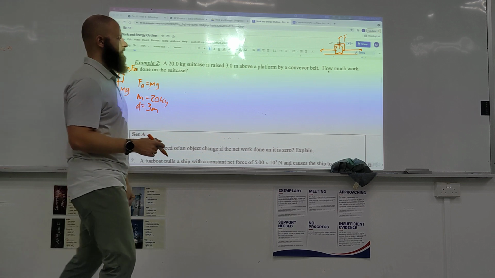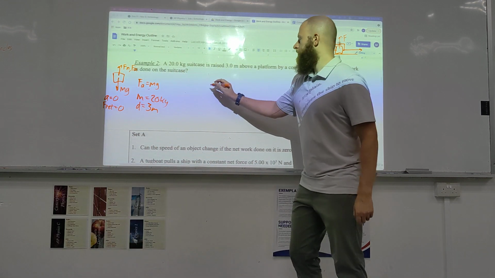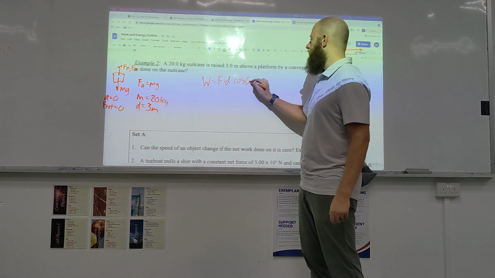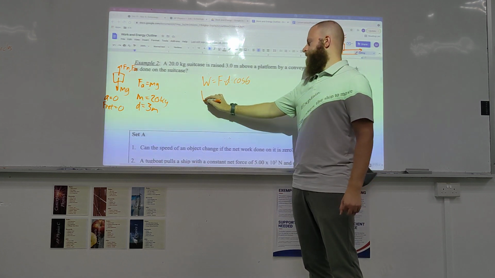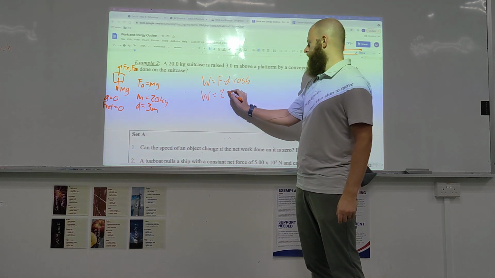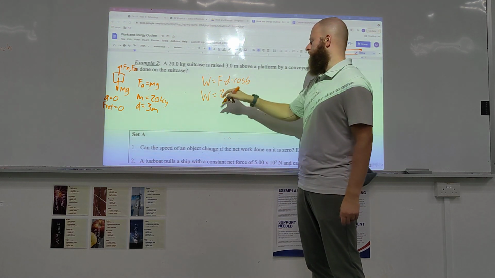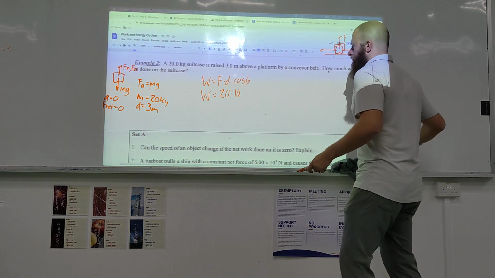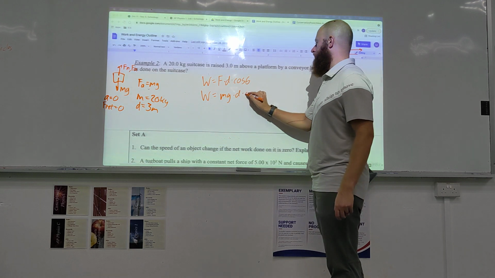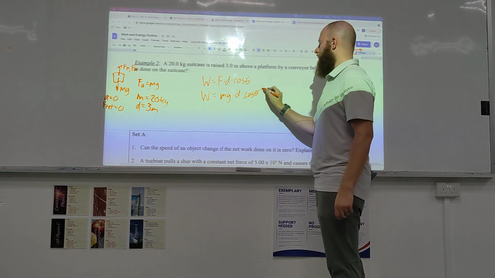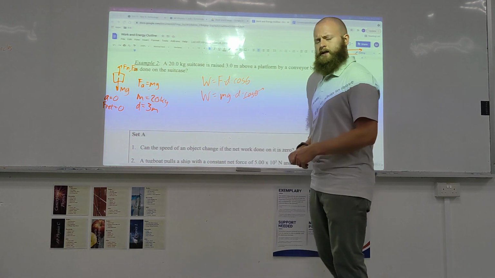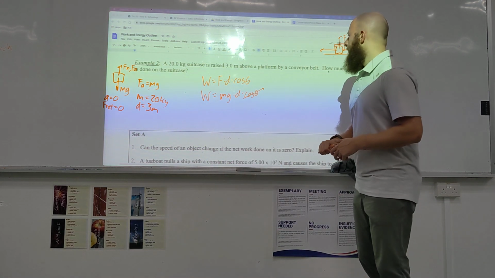Okay, so let's go ahead, and our work is equal to F times D times cosine theta. So the work is equal to 20 times 10, so that's my mg here. I'll actually write that out. mg d cosine theta. So this part I don't need, because I'm only looking at the part that's in the y direction.